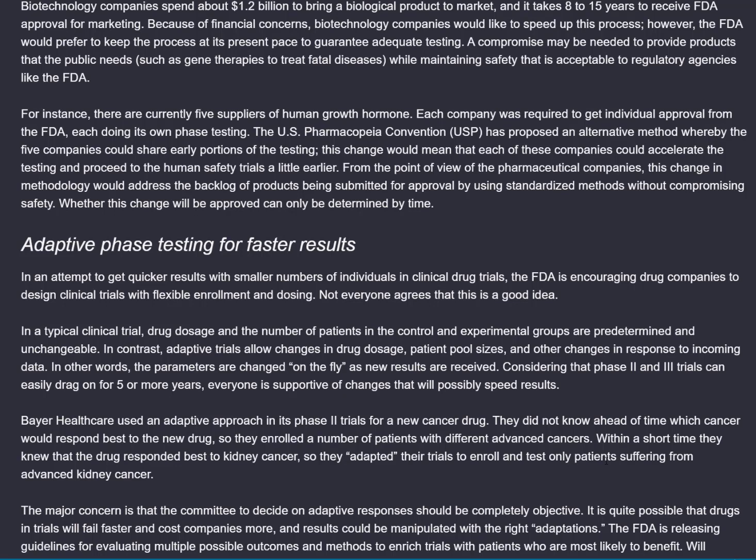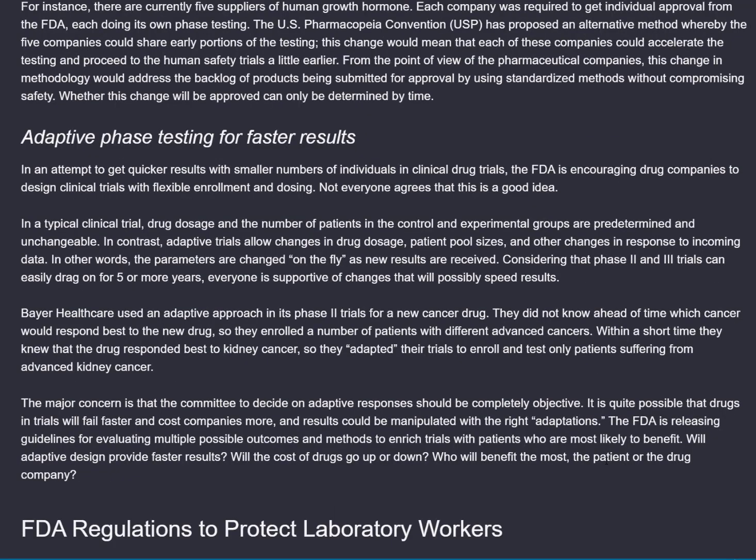A compromise may be needed to provide products that the public needs, such as gene therapies to treat fatal diseases, while maintaining safety that is acceptable to regulatory agencies like the FDA. For instance, there are currently 5 suppliers of human growth hormone. Each company was required to get individual approval from the FDA, each doing its own phase testing.